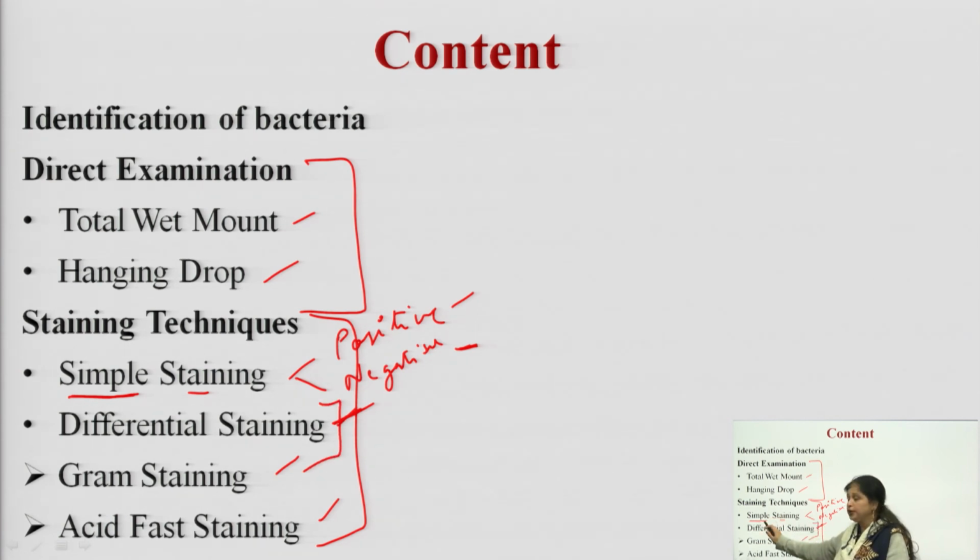In simple staining, we only use a single dye or single staining reagent, whereas in differential staining we always use more than one staining reagent. So under differential staining, according to your syllabus, you have to cover the gram staining and the acid fast staining.